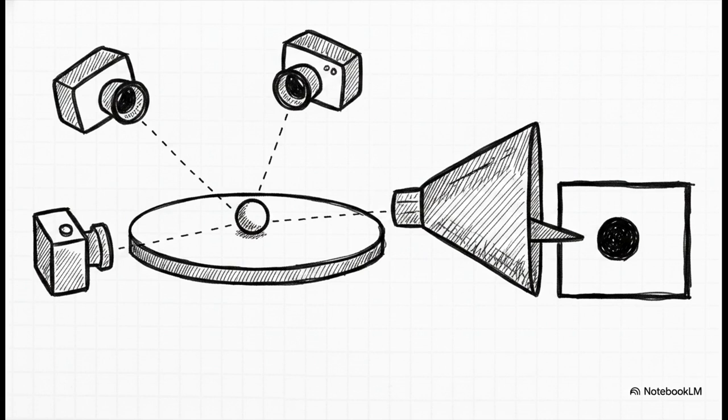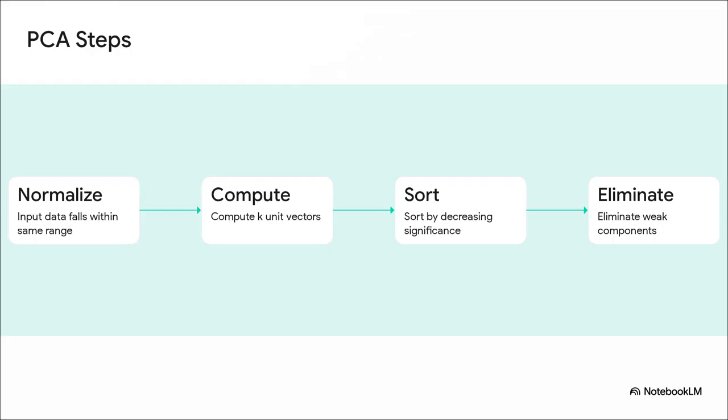Imagine 3 different cameras all tracking a single ball traveling in a straight line. Those 3 cameras contain massive redundancy. PCA is a mathematical transformation that takes those correlated variables and projects them onto a much smaller space, turning them into a tight set of uncorrelated principal components. Here is the exact 4-step recipe for PCA. First, we normalize the input data, which, if you remember, was our very first step today. Second, we compute the principal component vectors. Third, we sort those components by decreasing significance or strength. And finally, we eliminate the weak components with low variance.